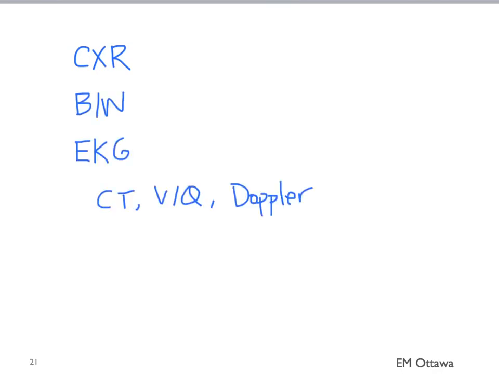In summary, we discussed the diagnostic tests we can use in patients that we're working up for a possible PE. We talked about tests that will help us rule out other diagnoses. We talked about blood work, EKG, and confirmatory imaging such as CT, VQ scan, and Doppler. In the next section, we'll talk about how to put this all together when you're facing a patient who has a possible PE. We hope you find this useful.